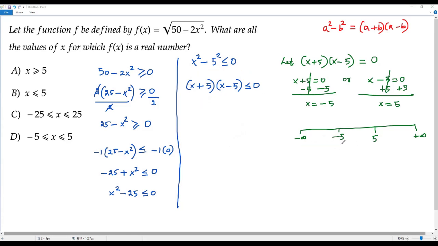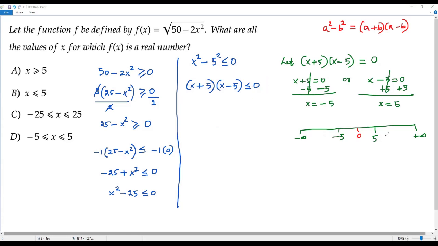Okay, now let me take the second interval, negative 5 to positive 5. Let's choose a random value in this interval, say 0. When I plug in x equals 0 over here, the value of this binomial will become positive 5. And when I plug in x equals 0 over here, the value of this binomial will be negative 5, less than or equal to 0. Positive times negative is negative, negative 25 less than or equal to 0. Actually, it is a true statement because a negative value is less than or equal to 0. We can accept it. So the interval negative 5 to positive 5 satisfies this inequality.